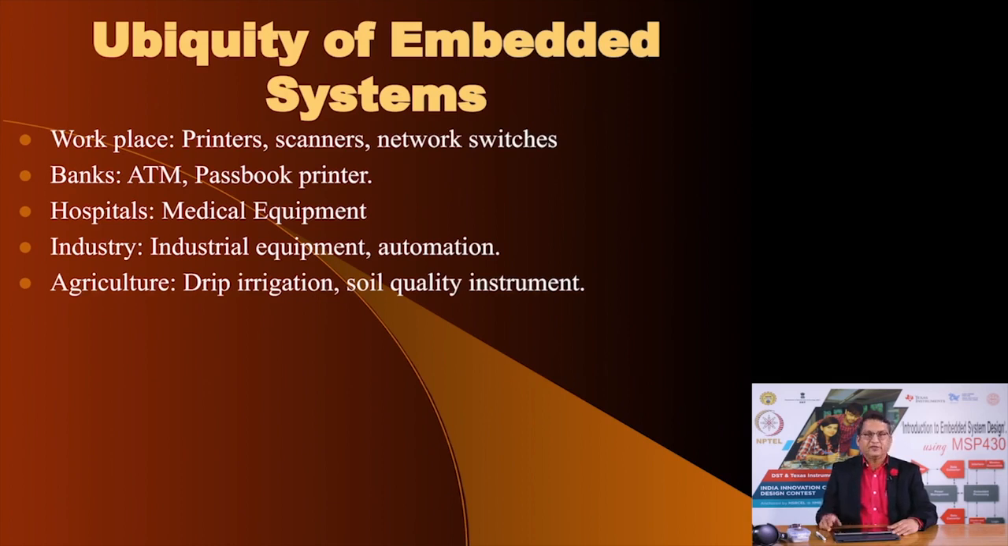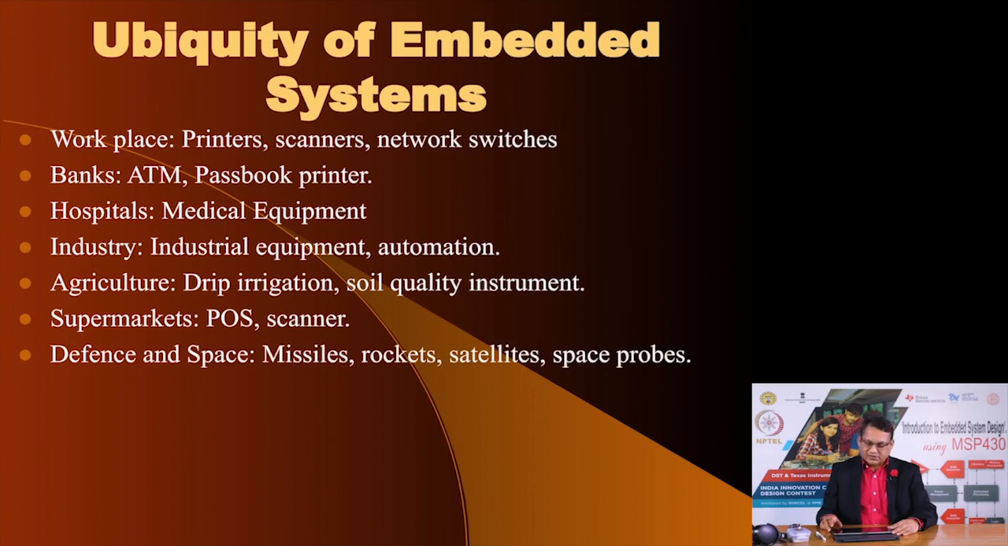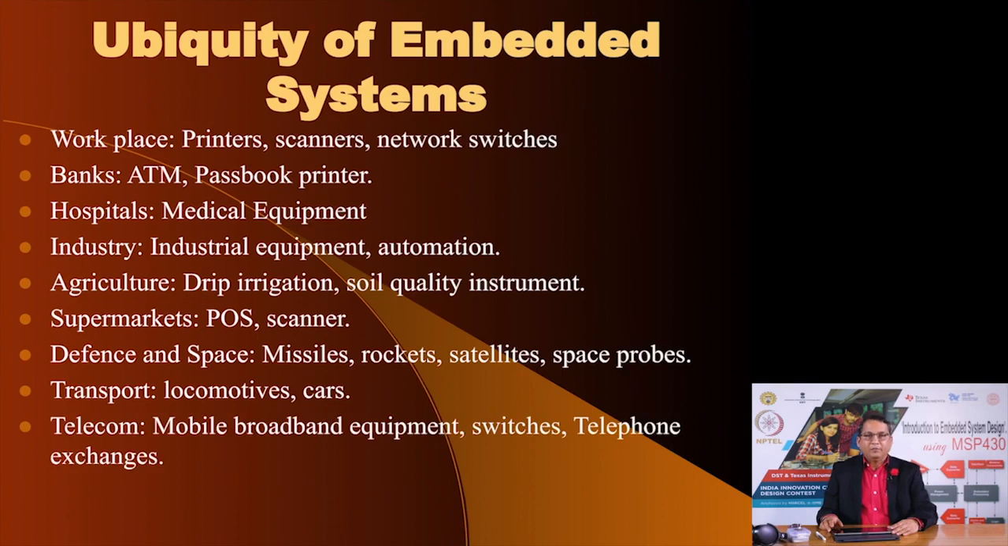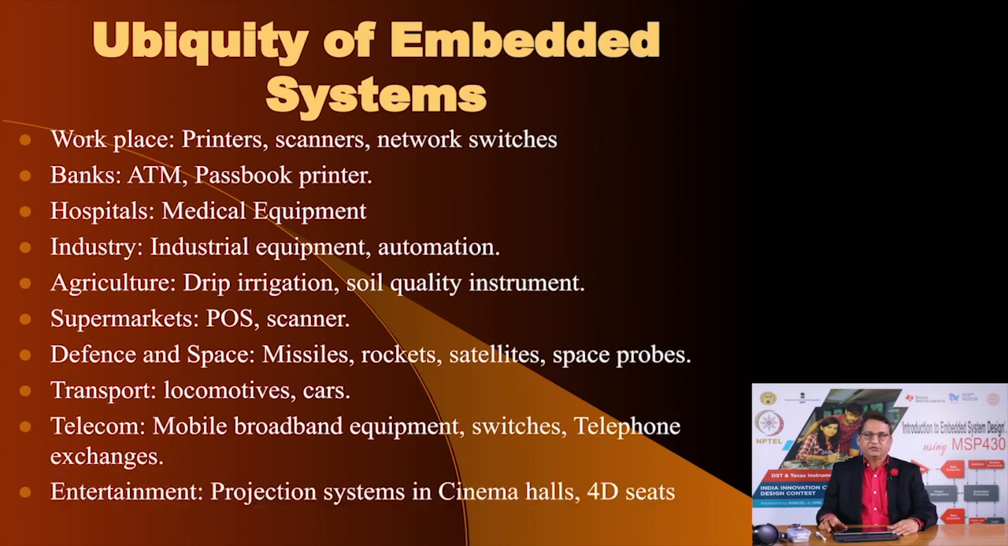We also have defense, and in the area of defense and space, we have missile systems, rockets, satellites, drones. These are all examples of embedded systems. In transport, we have locomotives, metro rails, cars. In the telecom sector, we have mobile broadband equipment, switches, telephone exchanges, and for entertainment, we have projection systems in cinema halls as well as 4D seats, where you get an out of the world experience, because as you watch a movie, based on the content of the movie, the seat vibrates or moves from side to side and so on and so forth. So, these are all examples of embedded systems.